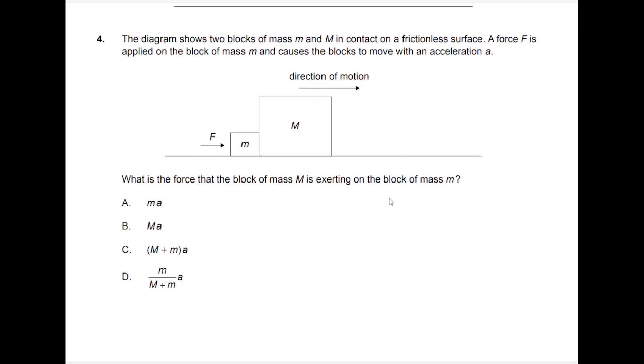Question number 4. The diagram shows two blocks of mass small m and capital M in contact on a frictionless surface. A force F is applied on the block of mass M and causes the blocks to move with an acceleration A. So we have two masses, big M and small m, and they're asking us to calculate the force that the block of mass capital M exerts on the block of mass small m. So basically we know that when these two objects are in contact with each other, there will be two normal forces. One will be the normal force of this, and one will be the normal force produced by this. So obviously the force will be M into A, which is option B.